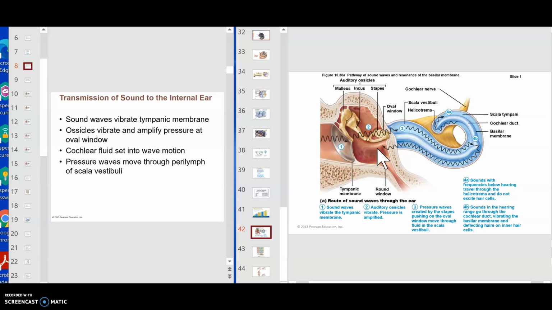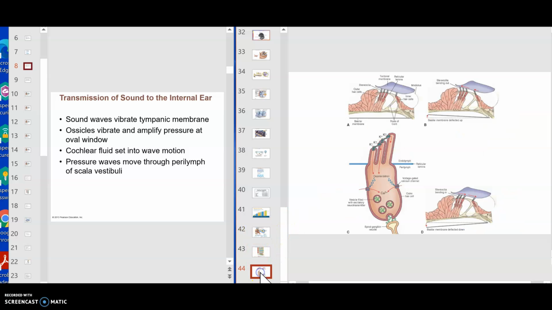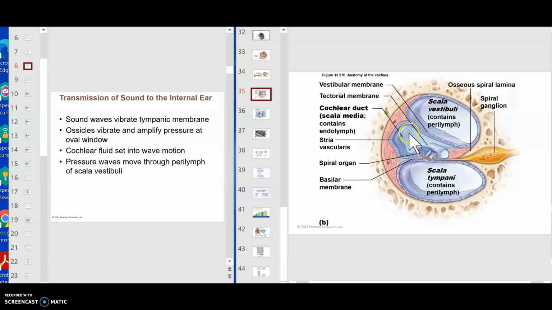Now, let's get to how the hearing is going to occur. Okay, right here in the scala media, the cochlear duct, what you have are these hair cells along the basilar membrane. Okay, here's the scala media. Here's the organ of Corti, spiral organ there. In here, you have these hair cells and you have supporting cells. You have an outer region of hair cells and an inner region we're going to look at.